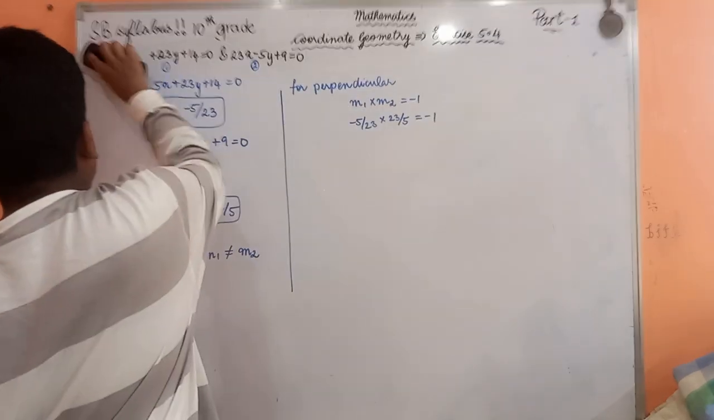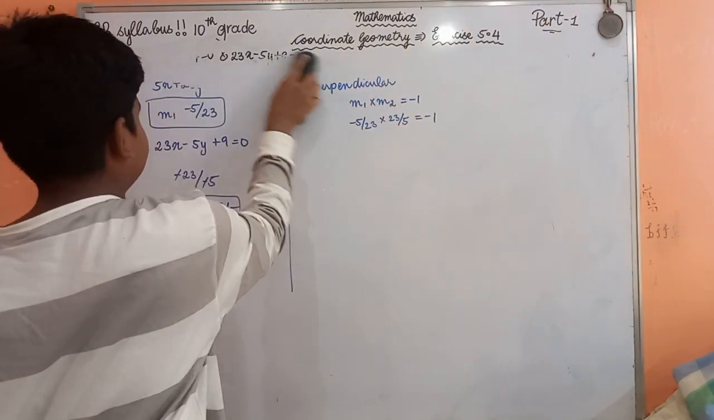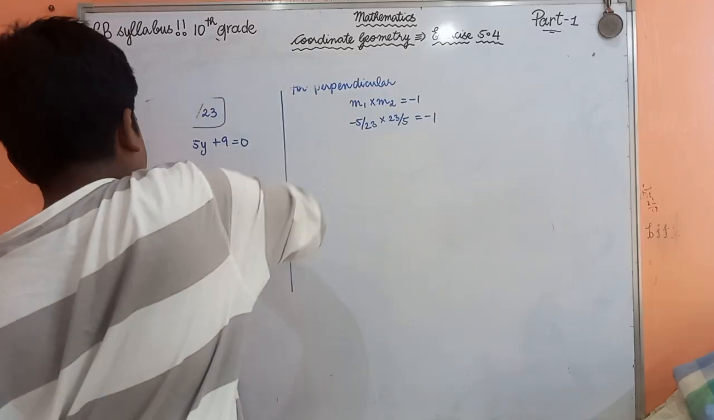So that's it. The third sum is over. Only two more sums, and then part one is over.